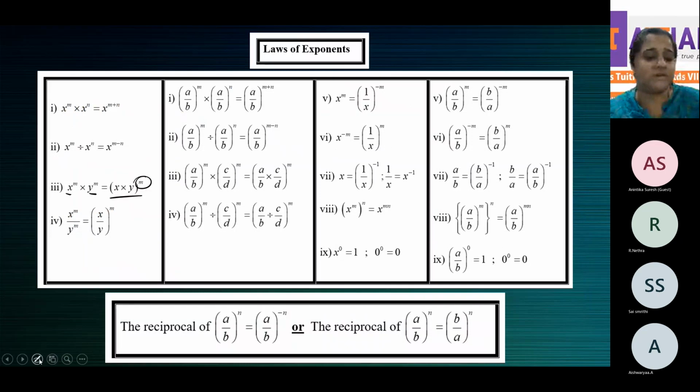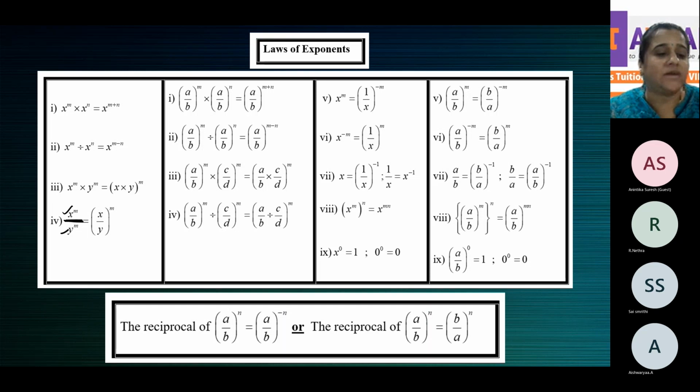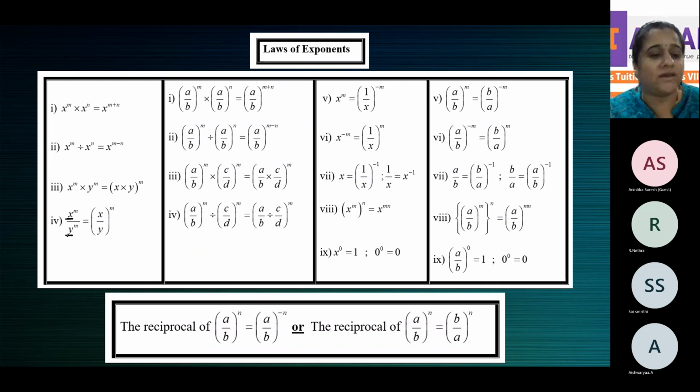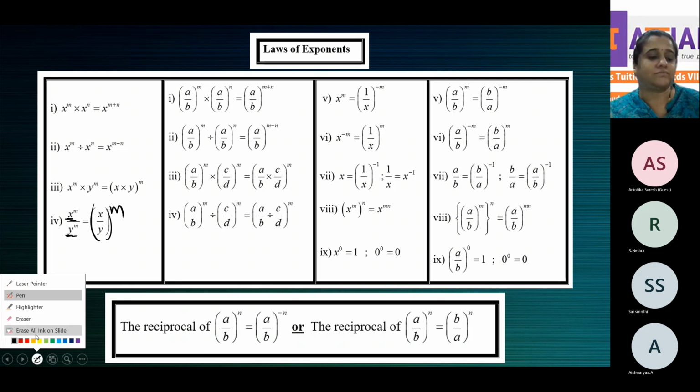And the fourth rule is quite similar. If it's division, the bases are different, but the power is the same. The operation is division. Bases are different, x and y. The power is the same. Then divide the bases and raise it to the same power. Here, what did you do? You multiplied the bases and raised it to the same power m. Here, divide the bases x by y and raise it to the same power m.